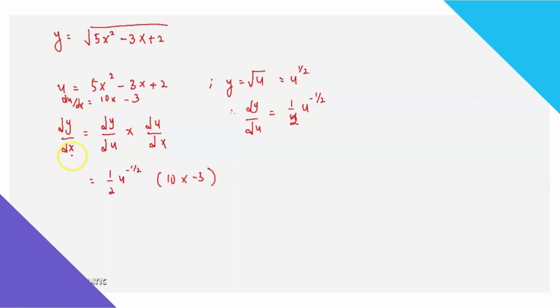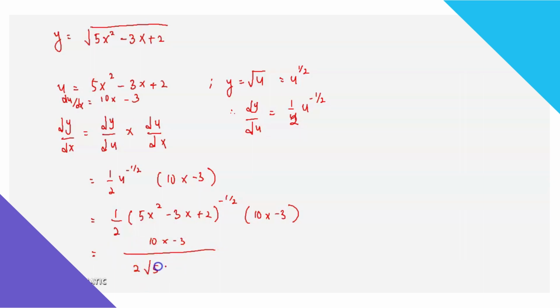Okay, bear in mind, our derivative should be in x terms. Now we have a u term, so we need to substitute u again with 5x squared minus 3x plus 2. So we have 1 over 2, 5x squared minus 3x plus 2, to the power of negative 1 over 2, and 10x minus 3. So we can simplify this form. Then we have 10x minus 3 over 2 square root of 5x squared minus 3x plus 2. Okay, so this is the chain rule formula.